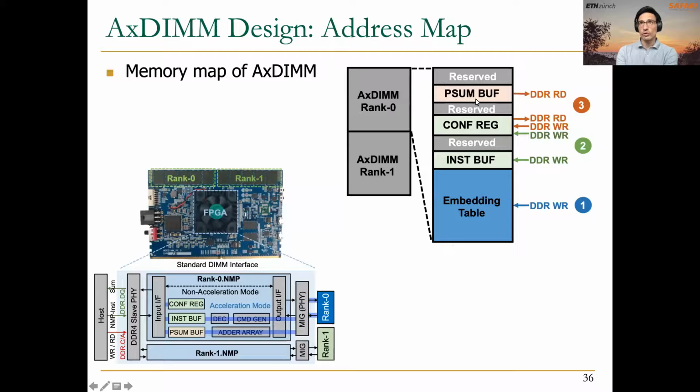For example, the PSAM buffer contains partial results, but at the end of the execution it will also contain the final result. These results are read by the host processor. The configuration registers can be either read or written by the processor, depending on the register and its functionality. We are going to see some of them in the next slides. And then the instruction buffer, where the host processor writes the instructions, same as it has to write the embedding tables in the memory ranks.